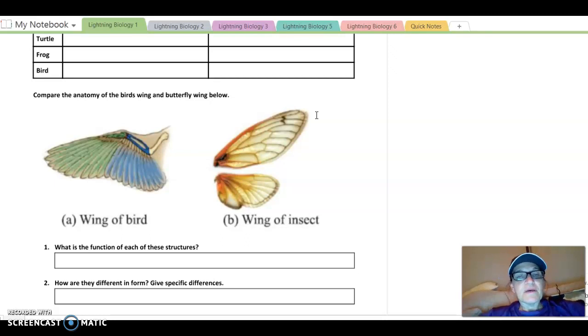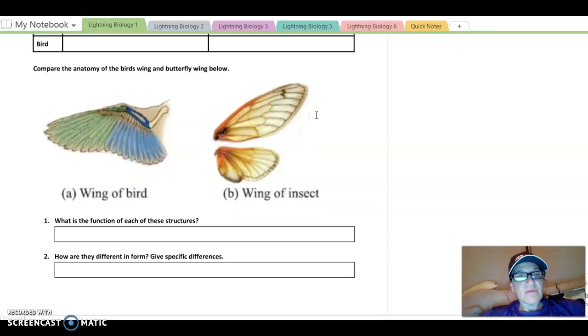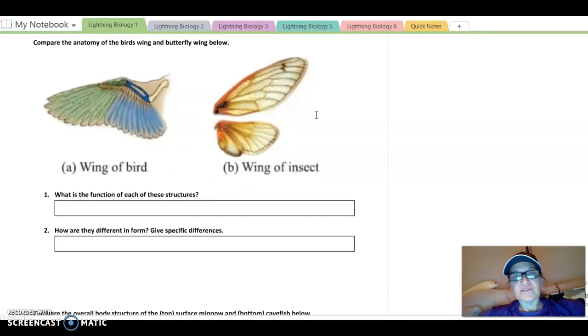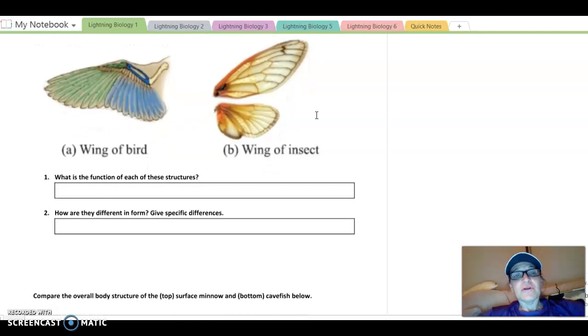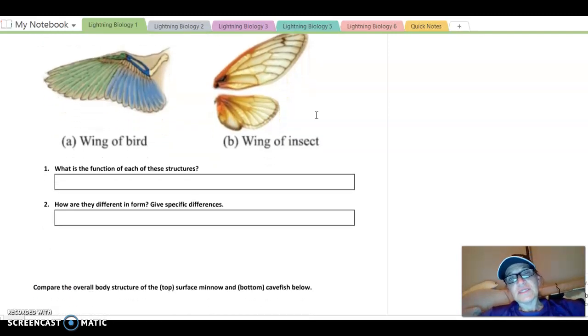And so we're using a bird wing and the wing of an insect, like a fly or a moth. An insect does not have a skeletal system, and so structurally, a bird wing and an insect wing are very, very different. The bird wing has bones in it. It actually has all of the bones that we just talked about. And so when we talk about function of these structures, both are used for flying. However, the bird has bone structure, whereas the insect does not have bone structures. Insects do not have bones.